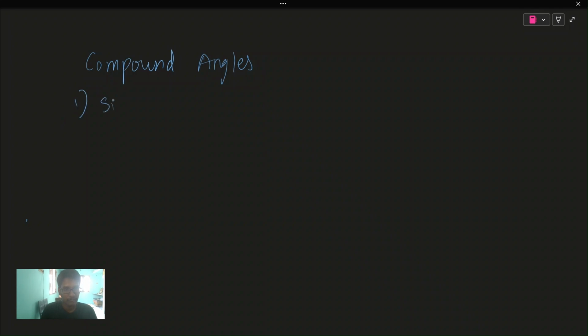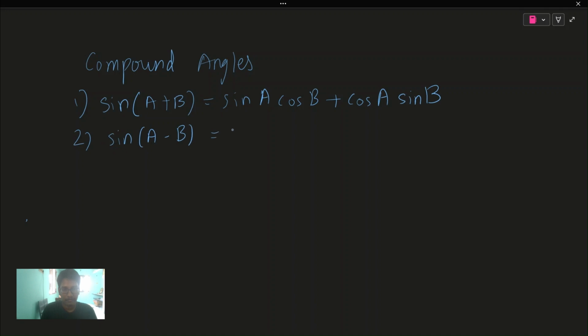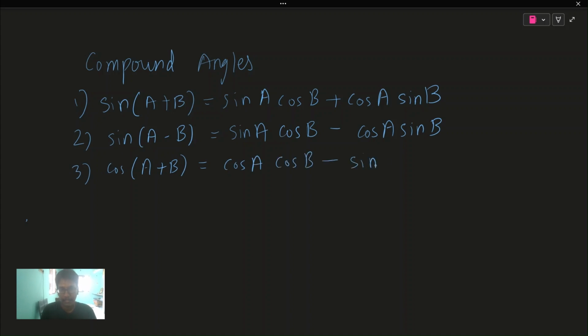One, sin of A plus B is equal to sin A cos B plus cos A sin B. In a similar way, sin of A minus B is equal to sin A cos B minus cos A sin B. Cos of A plus B is equal to cos A cos B minus sin A sin B.